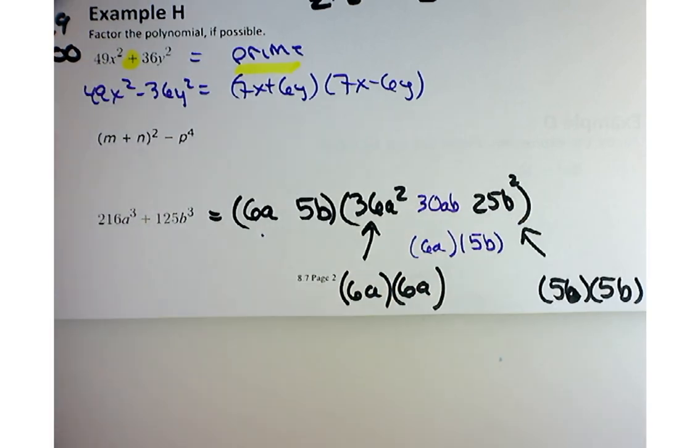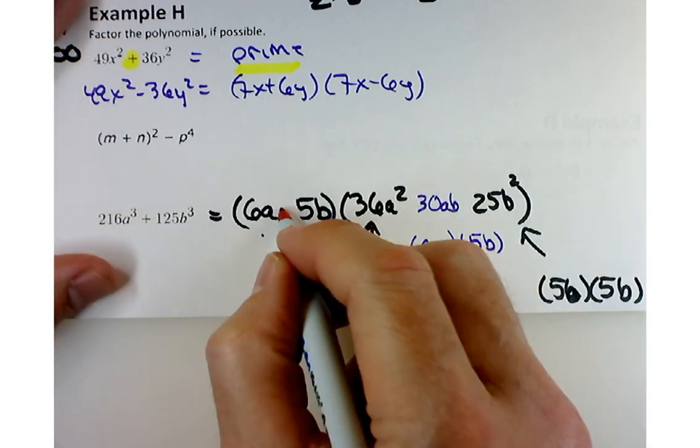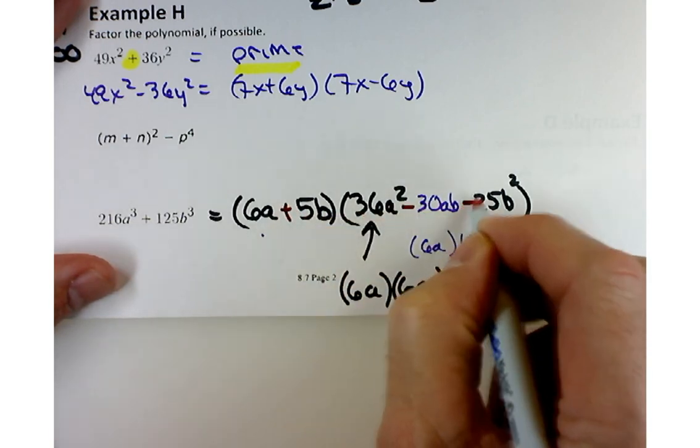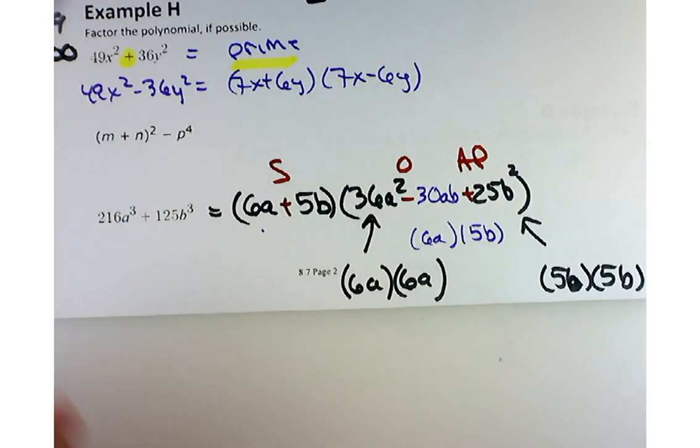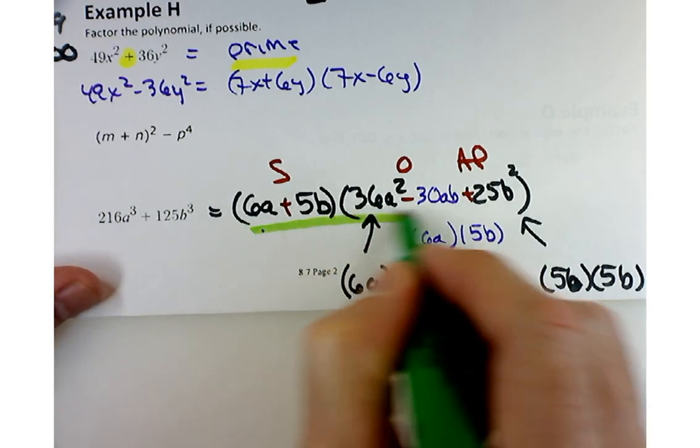Perfect, 30ab. Nice. Can you finish off the signs for me? It'll be a plus, a minus, and a plus. Good. Same sign, opposite sign, always positive. Not that you need to write that, but there it is. And this is your final answer here.